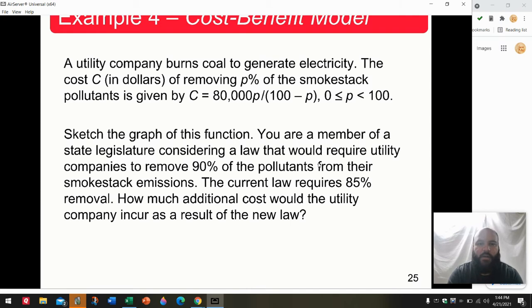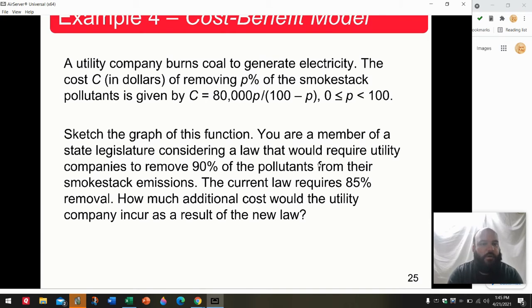So let's get started. It says a utility company burns coal to generate electricity. The cost C in dollars of removing P% of the smokestack pollutants is given by C equals 80,000 P divided by 100 minus P, where P has to be from 0 to 100. It says sketch the graph of this function.